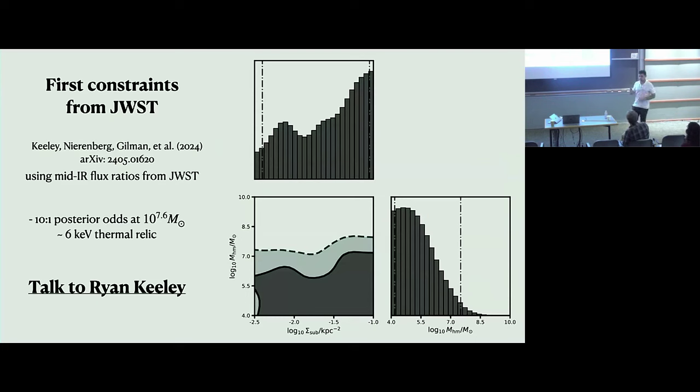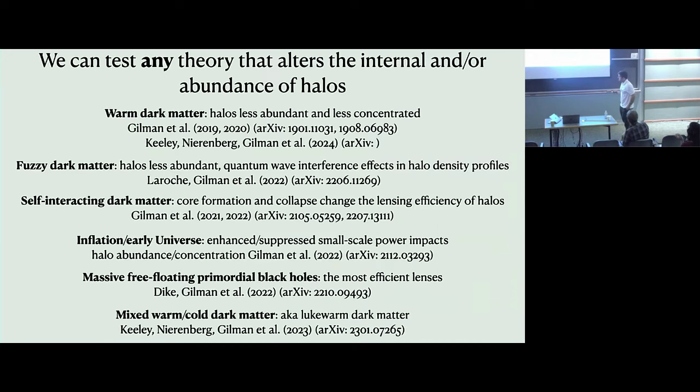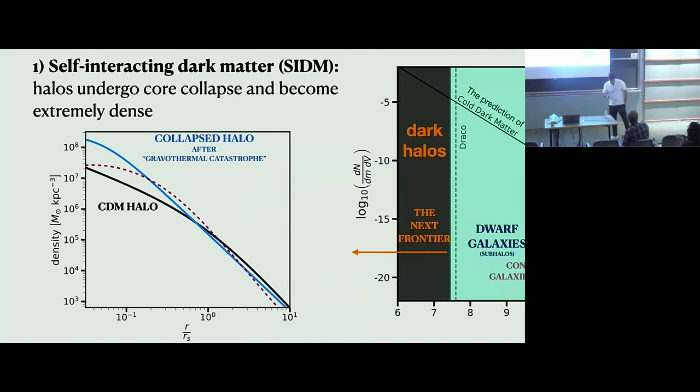This was done with 9 of the 31 lenses, and so around 2/3 of the sample hasn't yet been analyzed. Okay, so that's all I'm going to say about warm dark matter for this talk. I'd like to look forward to other kinds of questions we can ask with these data.